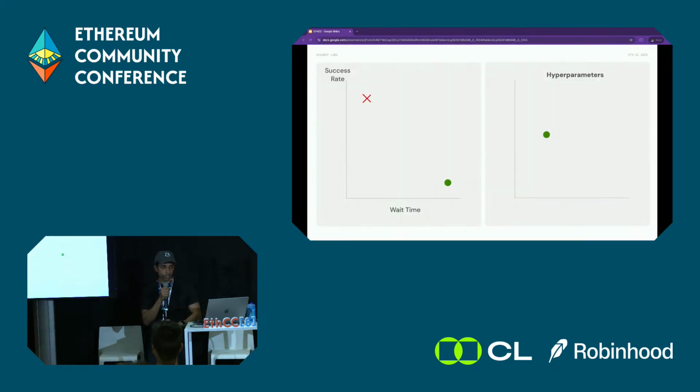Okay, so how does this work? Well, on your left-hand side are the parameters of the auction, and the green dot represents our starting point. So if we start with these parameters and we run a set of auctions, on the right-hand side, we can see our observed wait time and observed success rate. Now, the goal is to reach a certain success rate and certain fill time, but the problem is that we do not know what the best parameters are to get us there.